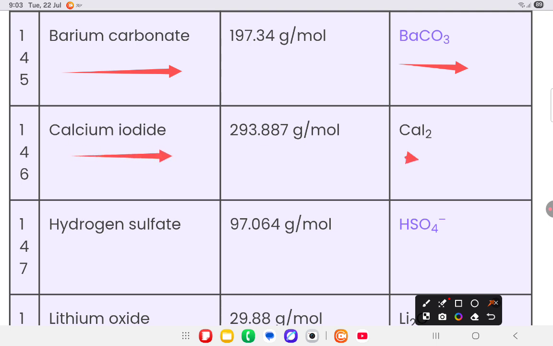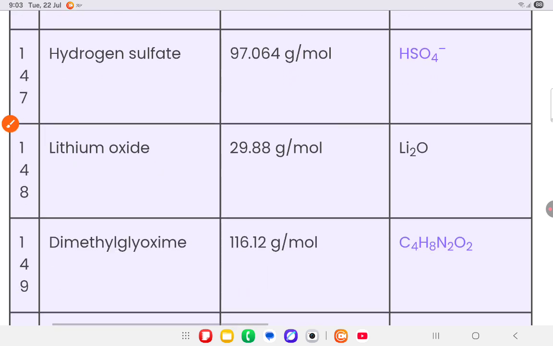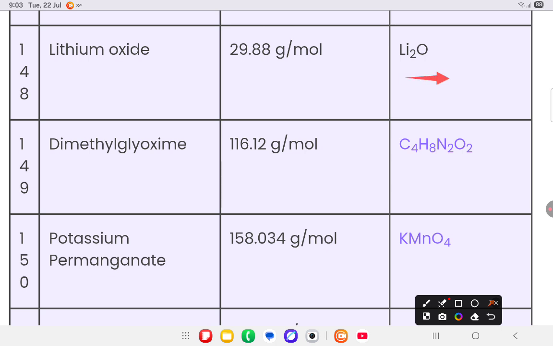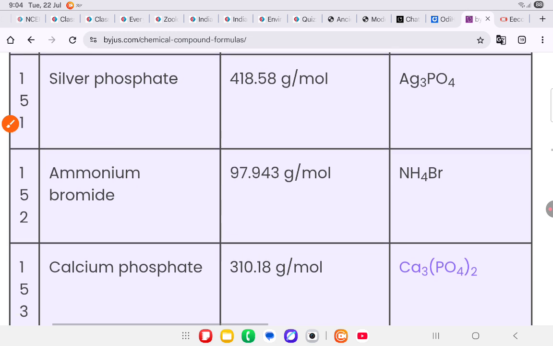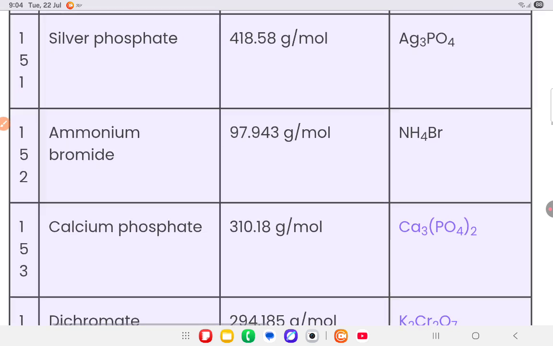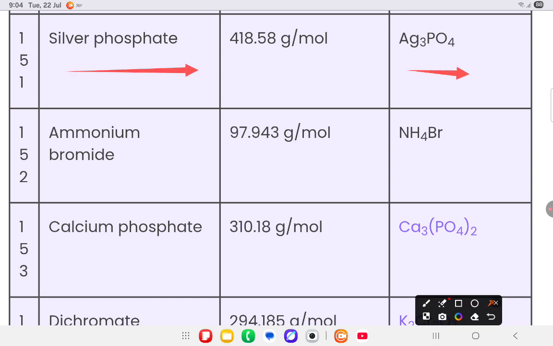Calcium iodide, that is CaI2. Hydrogen sulfate HSO4 minus. Lithium oxide, that is Li2O. Dimethylglyoxime, C4H8N2O2. Potassium permanganate KMnO4. Silver phosphate, that is Ag3PO4. Ammonium bromide NH4Br. Calcium phosphate, that is Ca3(PO4)2.